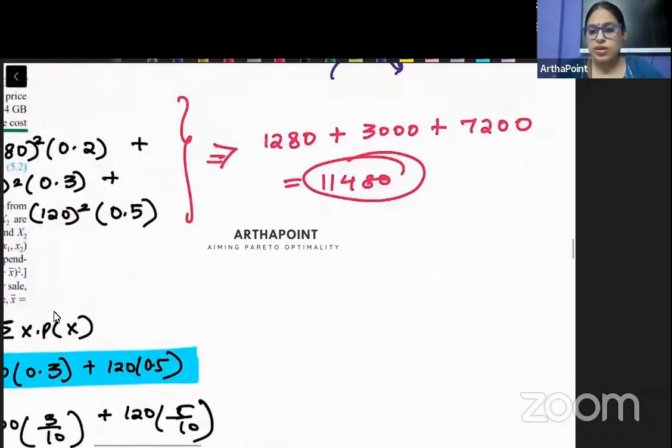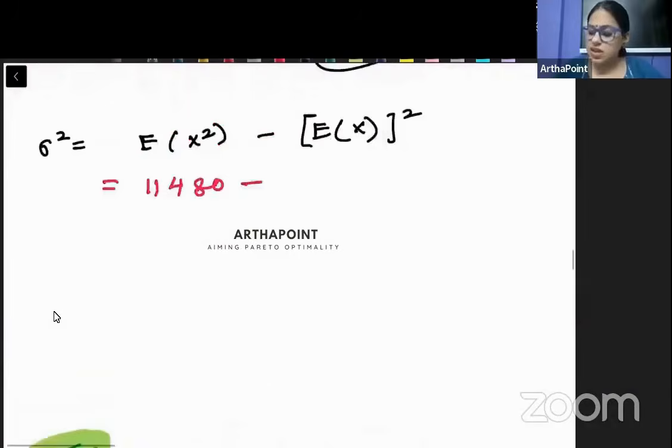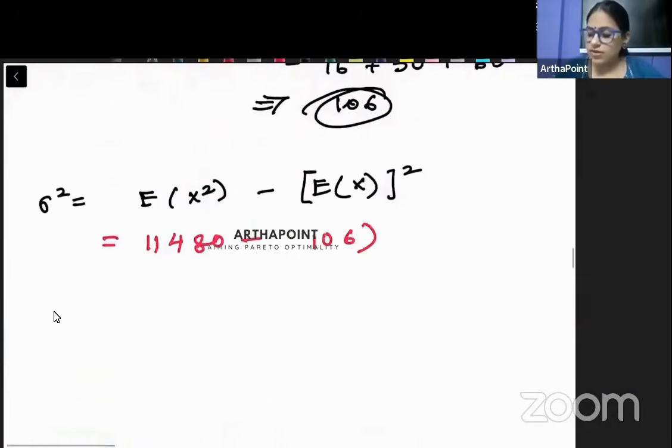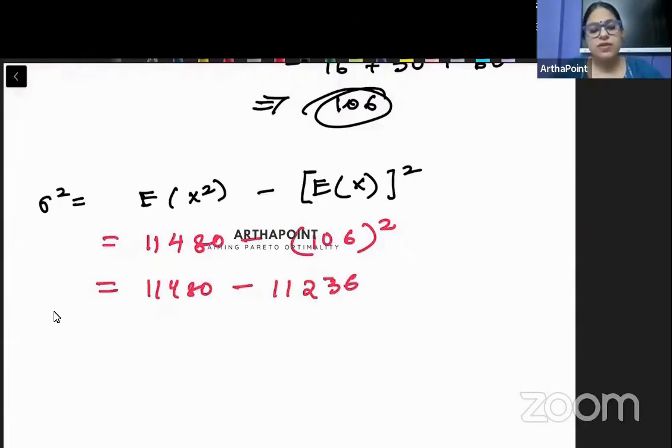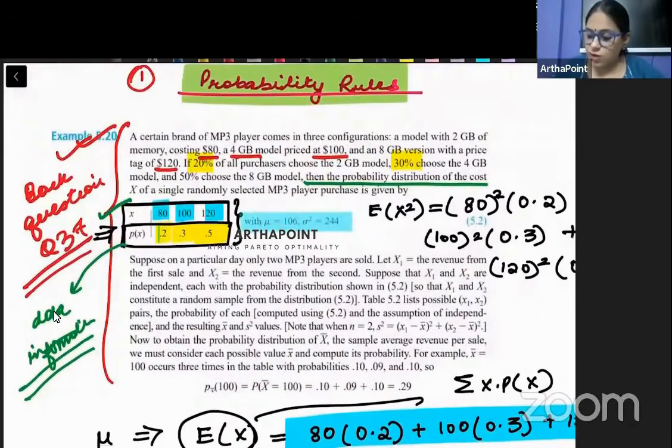So I'm just going to put this value here. So this will be 11,480 minus E of x whole square, that means 106 whole square. So if I just do 106 into 106, I will get 11236. So 11480 minus 11236, and this will give me the answer as 244. So therefore, I can say that the variance will be 244.